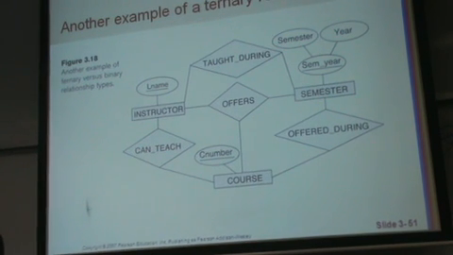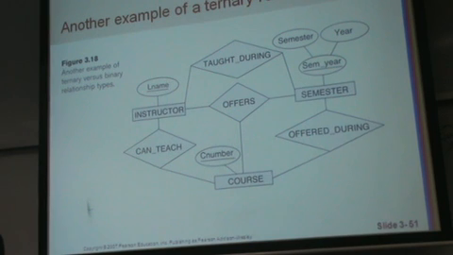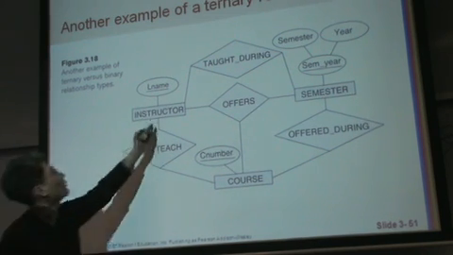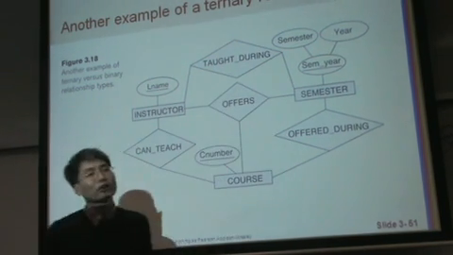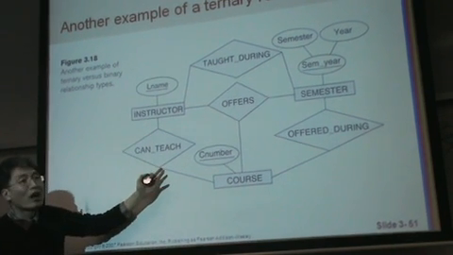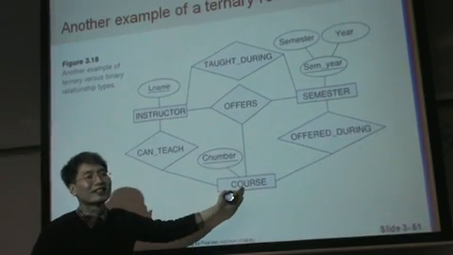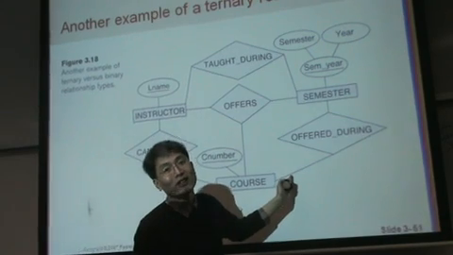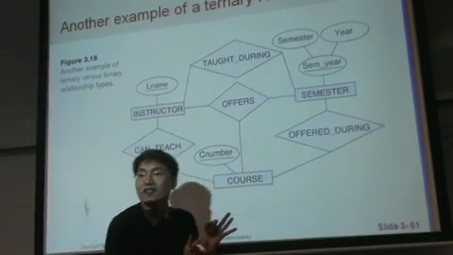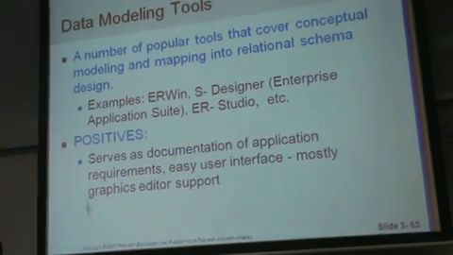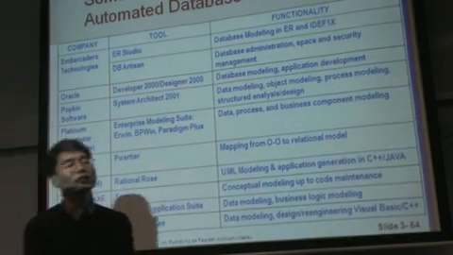This is another example, like offer. Professor Lee offered a database course in spring 2013, something like that. So to represent that one, we can add the binary, but our instructor, Professor Lee, has been offering many, many courses. But this one is only for spring 2013. So this one is not perfect, but practically can be used. This is the older thing, EER model.